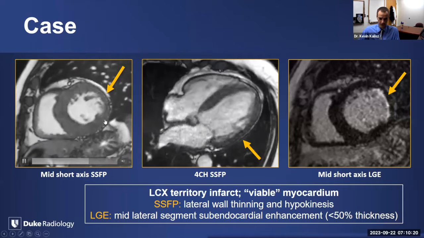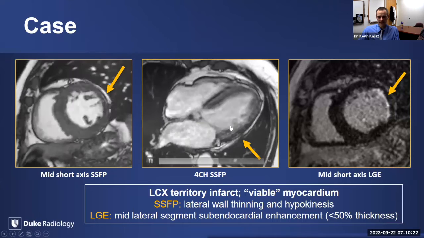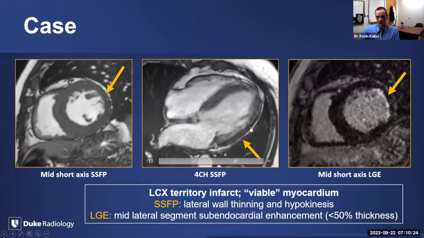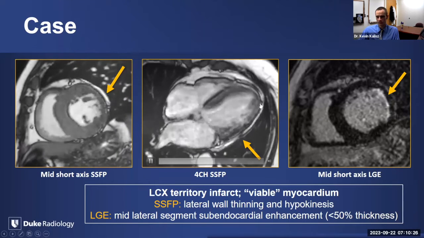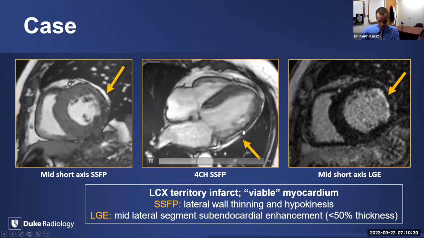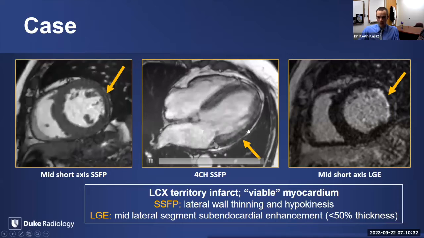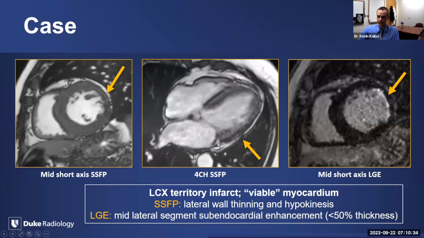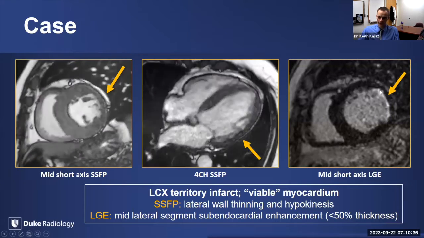So we have a regional wall motion abnormality here on the lateral side. Just another way to see it here on the 4-chamber SSFP. Everywhere else it's thickening pretty well, except it's just not thickening all that well here, basal to mid wall. Mid short axis LGE, we see subendocardial delayed enhancement here.